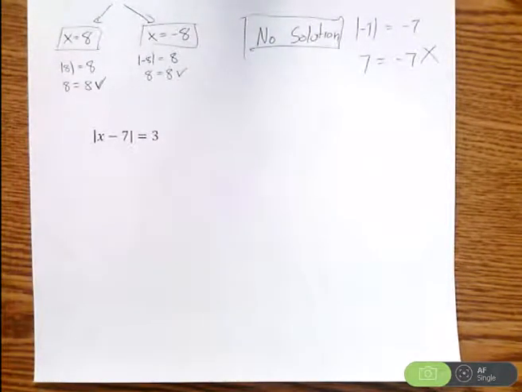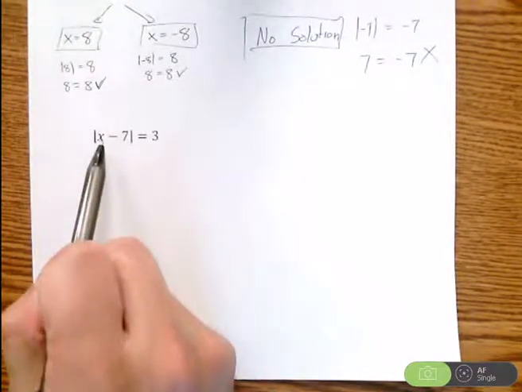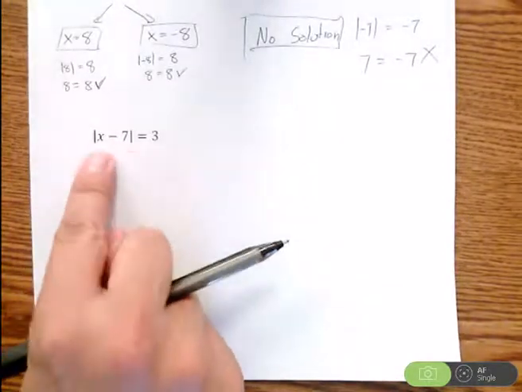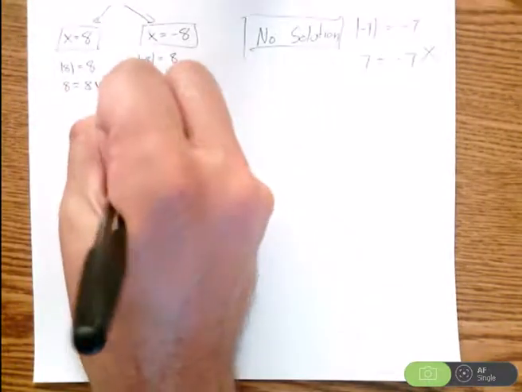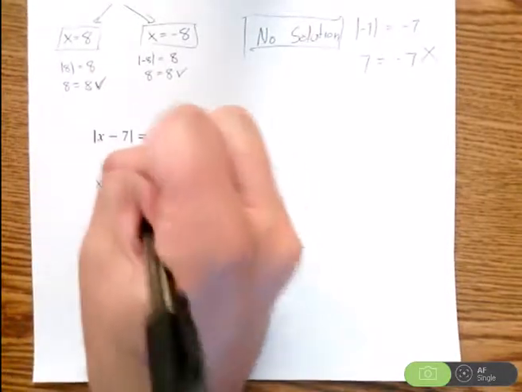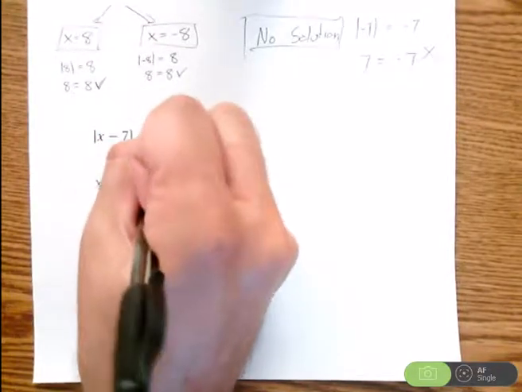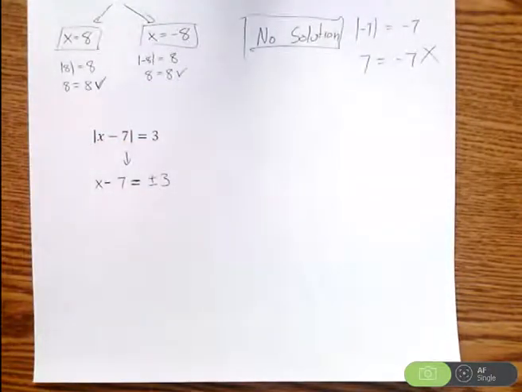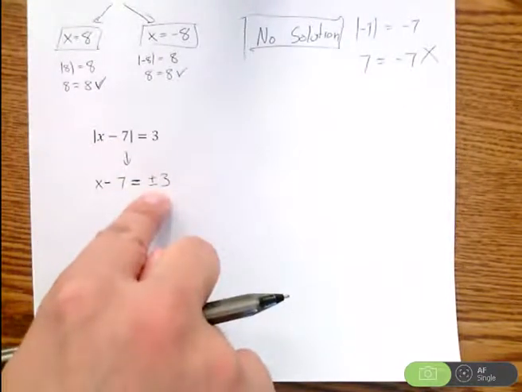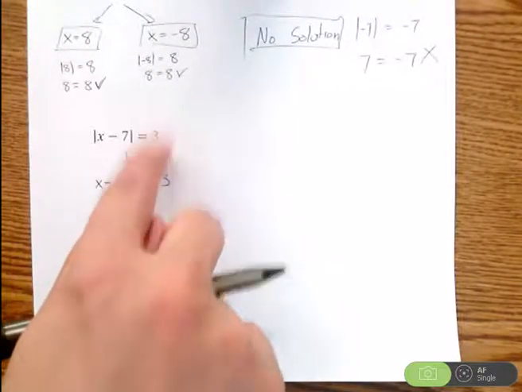Now again, remember absolute values act as parentheses. So inside the brackets, I have an x and a -7. On the outside, I don't have anything. So what I want to do is remove those parentheses, those brackets, and get x minus 7. But in order to do so, on the right, I'm going to get plus or minus 3. So in order to take away the absolute values, I have to slap a plus or minus on the right. And we can do this because the right is +3.